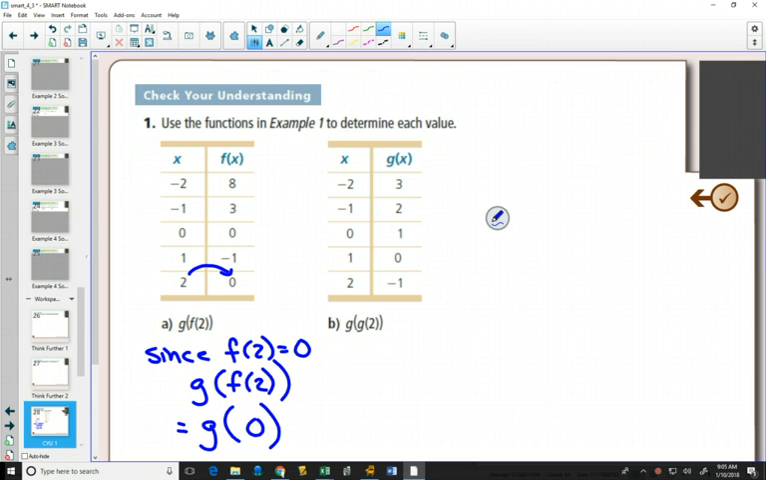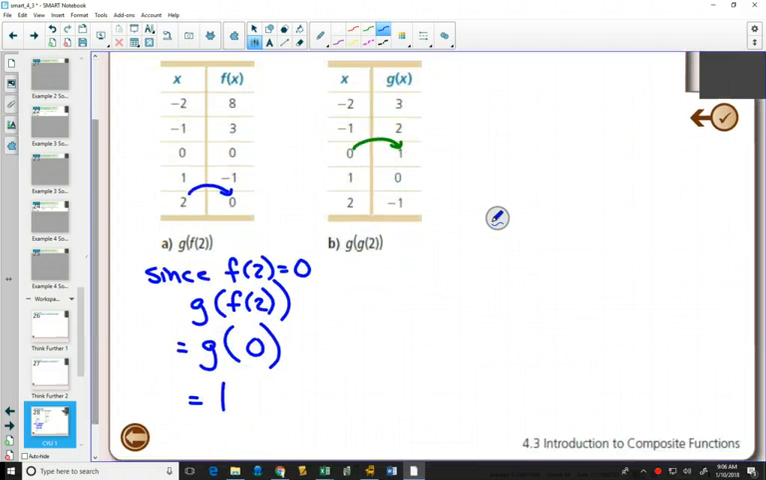And then g of 0, here's the function g. If you plug in 0, you would get 1. So that makes this equal to 1.